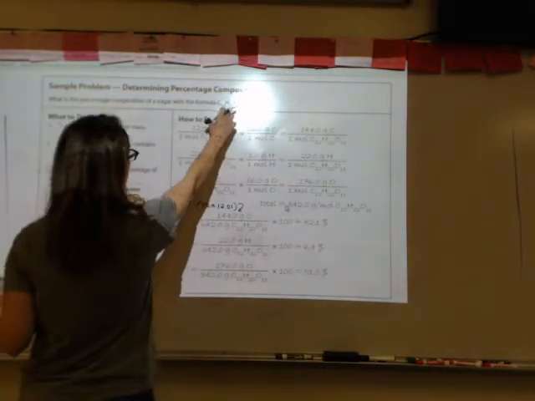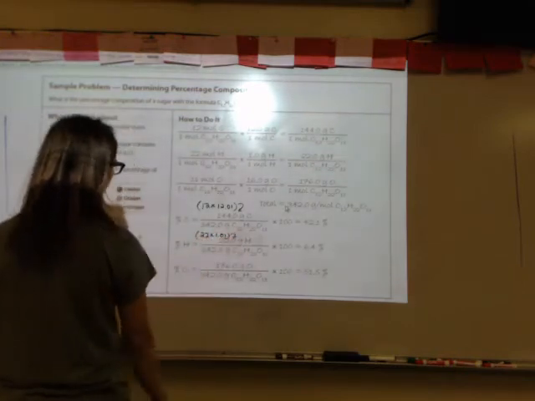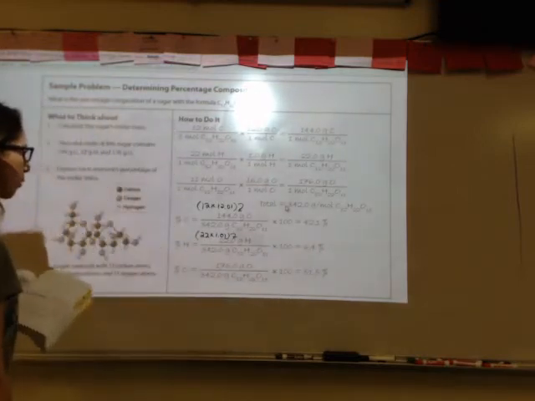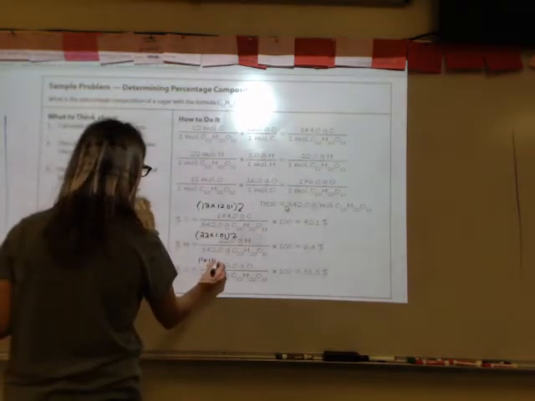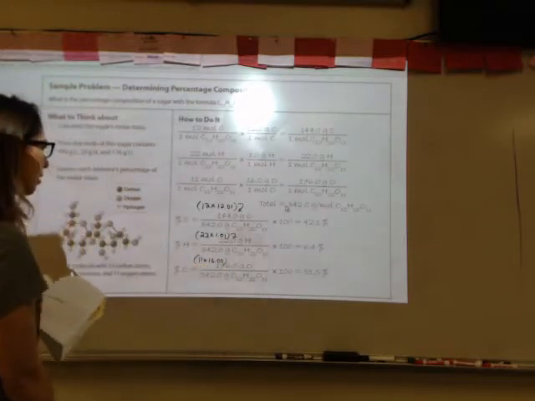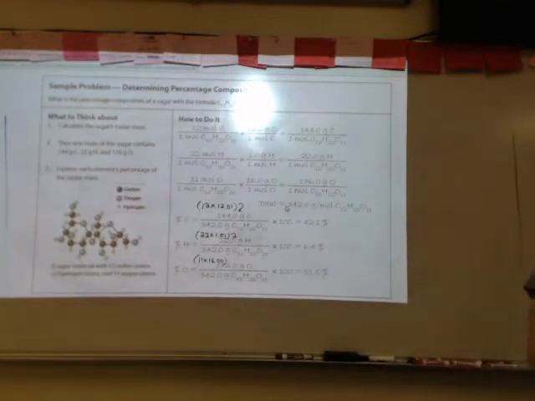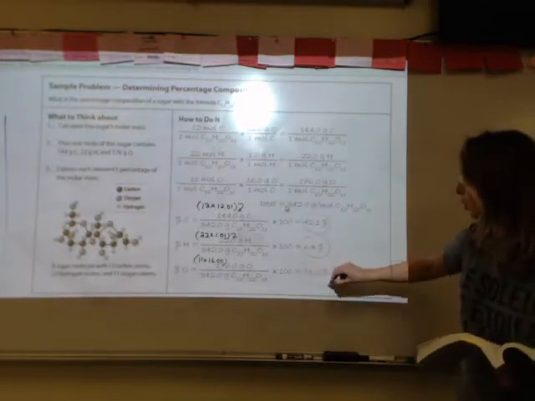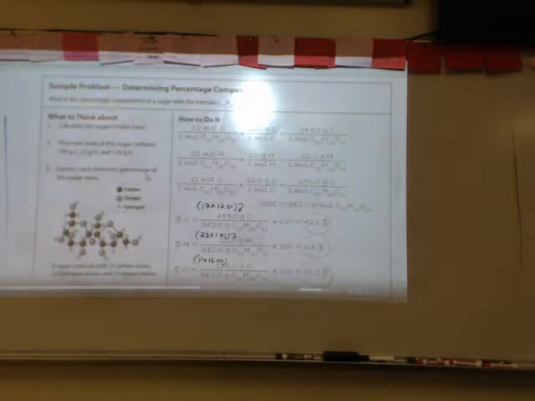For the percent hydrogen, I have 22 hydrogens. 22 times 1.01 gives me the mass of hydrogen in the compound, divided by 342 times 100. You have 6.4% hydrogen. For the oxygen, we have 11 of them. 11 times 16 is 176. Divided by 342 times 100, I get 51.5% oxygen. Ideally, these percentages should add up to 100 for a sample. Sometimes they will add up to 101. Sometimes they may be 99. It just depends.